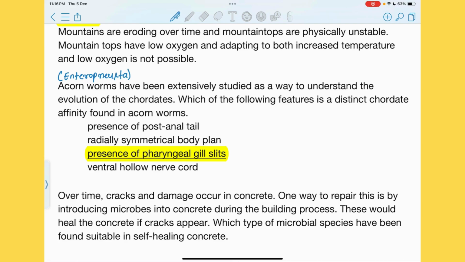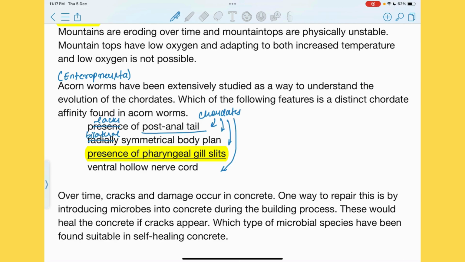Okay, so the presence of a post-anal tail. This is a characteristic of chordates. All of them actually are characteristics of the chordates, but Enteropneusta lacks the post-anal tail.